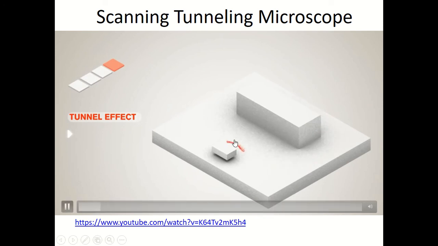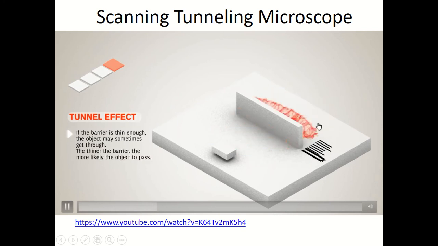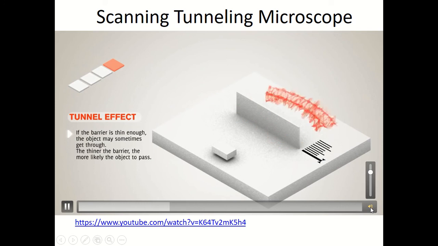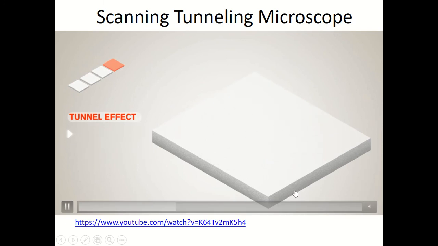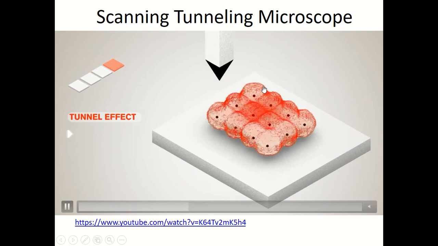Now you can see these are the waves. These waves are reflected by the barrier. They cannot cross this barrier. But as the size or width of the barrier decreases, now you can see the waves are crossing the barrier. Since the separation or width is very small, waves can cross the barrier. So same principle is used to make this scanning tunneling microscope.